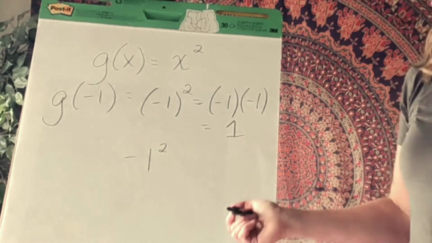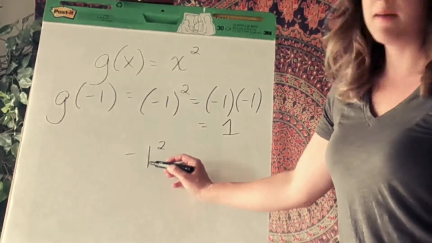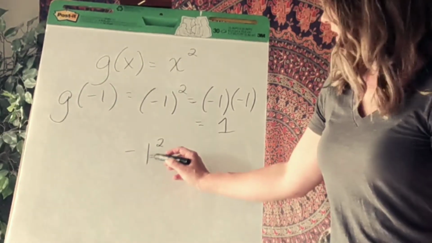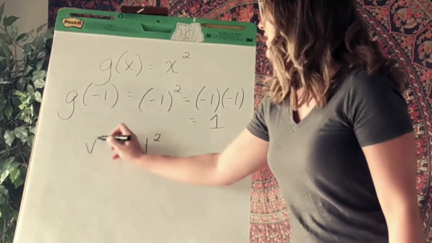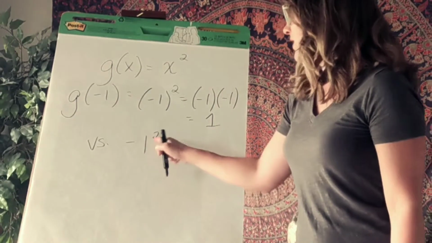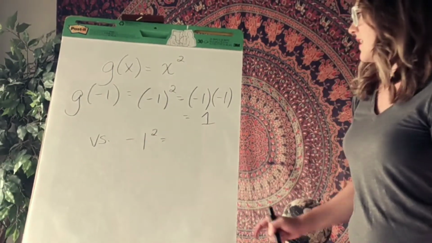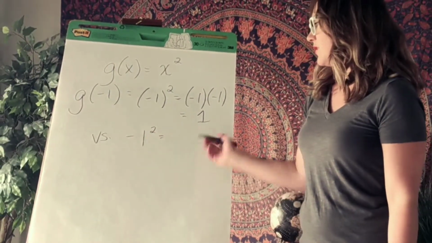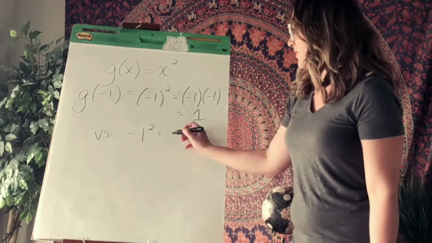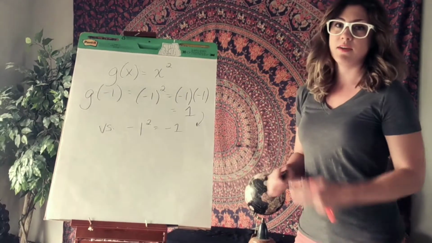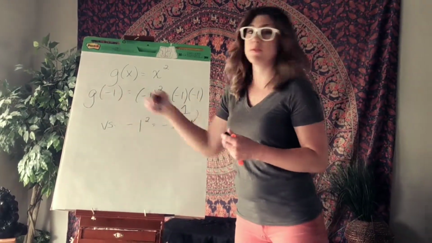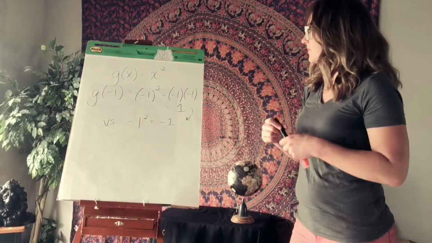Well, thinking about your order of operations, what's going to happen here if you put this into a calculator? This means something different than this expression, okay? This means 1 squared and then made negative. Now 1 squared is 1 times 1, which is 1. Then we make that negative. That would give us negative 1. These are not the same. So please be careful with your parentheses on these.